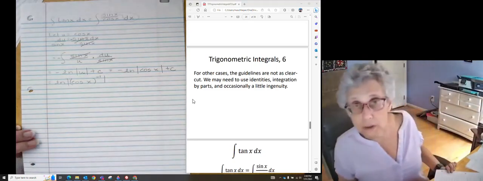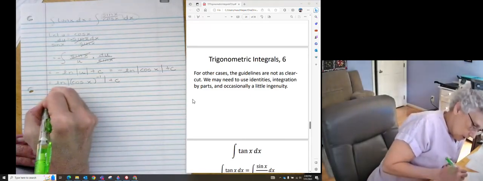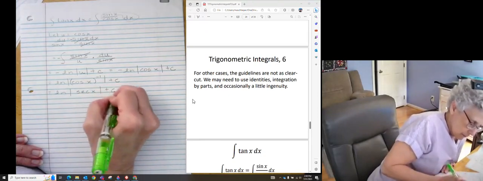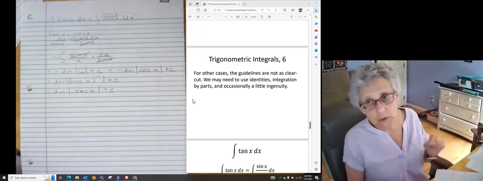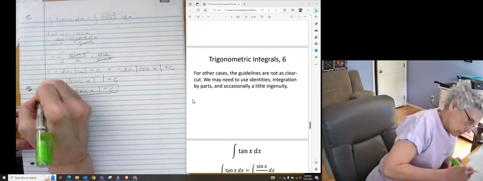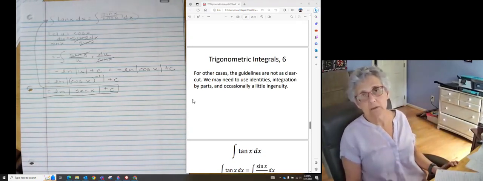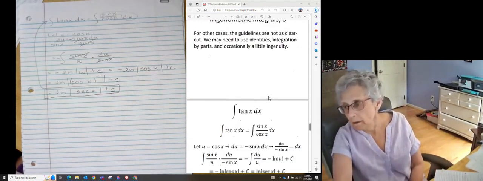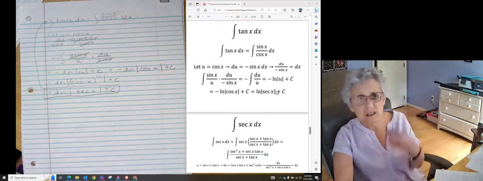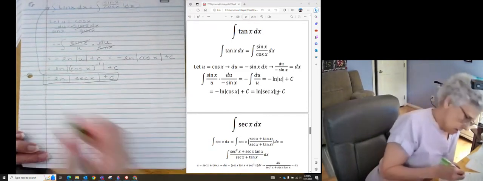So 1 over cosine of x, not inverse cosine, but 1 over cosine, which is secant. Memorize it. You'll be glad you did in the next section. Integral of tangent is the natural log of the absolute value of secant. And here's a pretty solution. Now, secant isn't quite so straightforward, but you do want to memorize this.